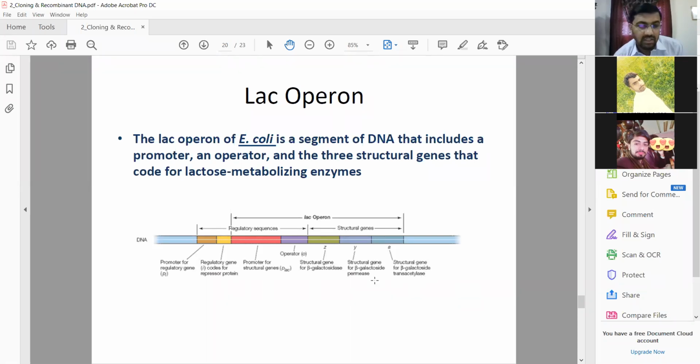So these are actually the three enzymes which help in transferring the lactose from outside to the inside of the cell, and later metabolize that lactose into glucose to be used by the bacteria in the absence of glucose. So let's move to how this lac operon works. I have given you a brief outline of the structure of this lac operon. Now moving towards how this lac operon works.